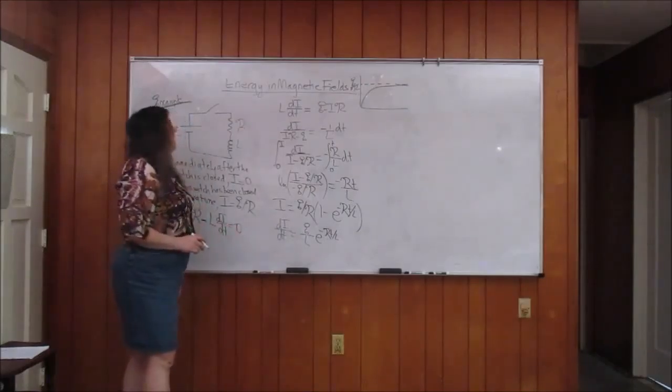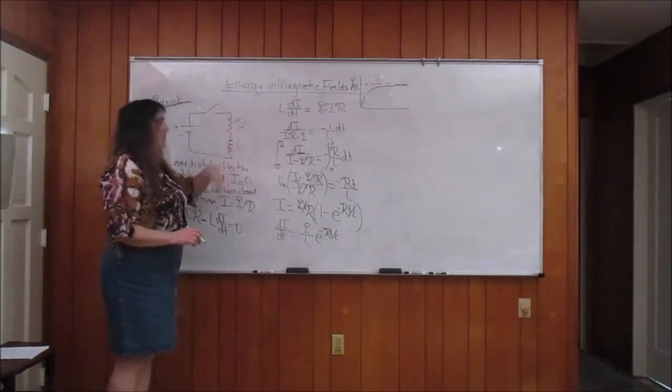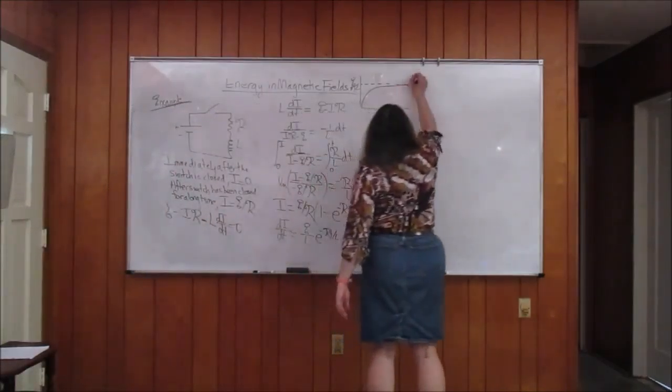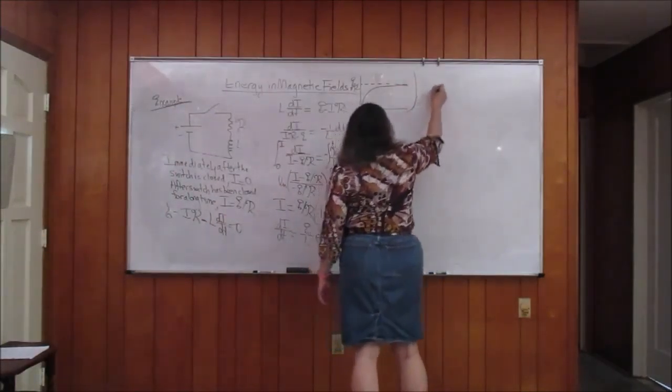Now let's suppose that we have an inductor and a resistor that have been hooked up to a battery for a very long time. So in other words, now we're interested in current decay.